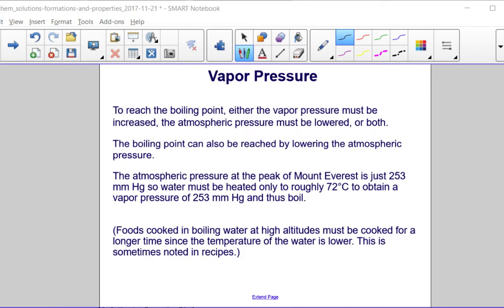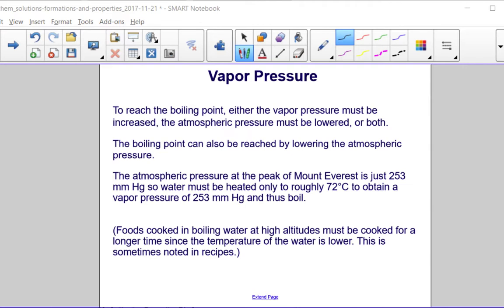In addition to increasing the vapor pressure, you can also reach the boiling point by lowering the atmospheric pressure. One way to do that is to change your altitude. Standard atmospheric pressure at sea level is 760 millimeters of mercury. And at 760 millimeters of mercury, water boils at 100 degrees Celsius. But if you took that same pot of water to Mount Everest, atmospheric pressure at the peak is just 253 millimeters of mercury, so much less. We lower the atmospheric pressure, and then we reach our boiling point at 72 degrees Celsius, and then we get boiling.